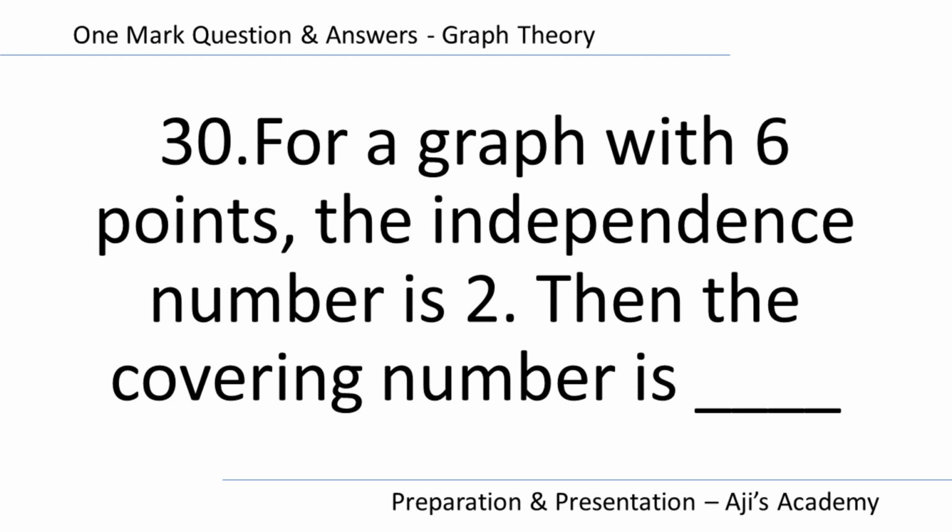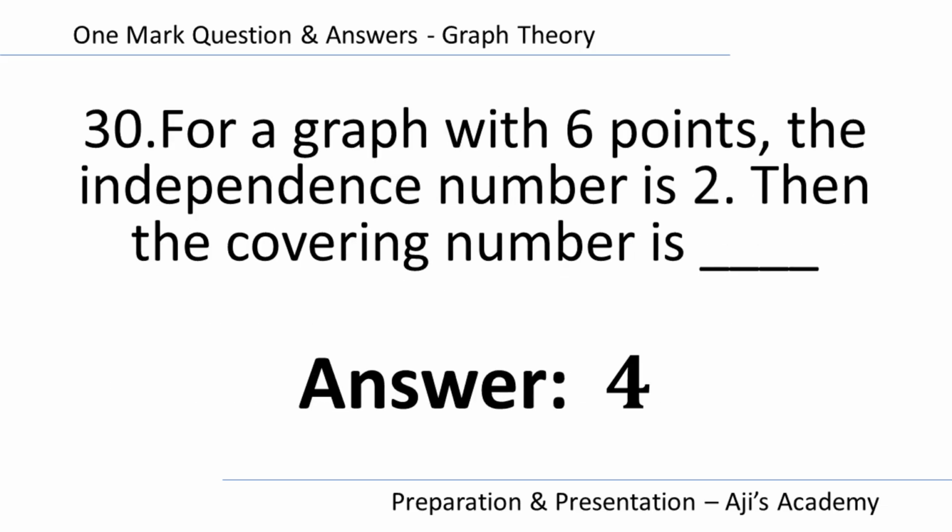And we know one important theorem that alpha of G plus beta of G equal to the number of vertices p. Here alpha of G is the independence number, beta of G is the covering number. Therefore the covering number beta of G is equal to p minus alpha of G. Thus, the covering number beta of G is equal to 6 minus 2 equal to 4 is the correct answer.